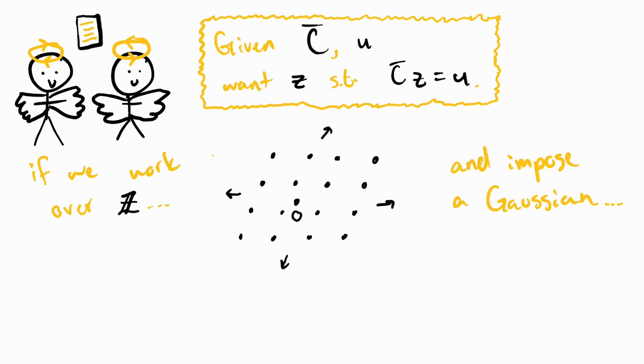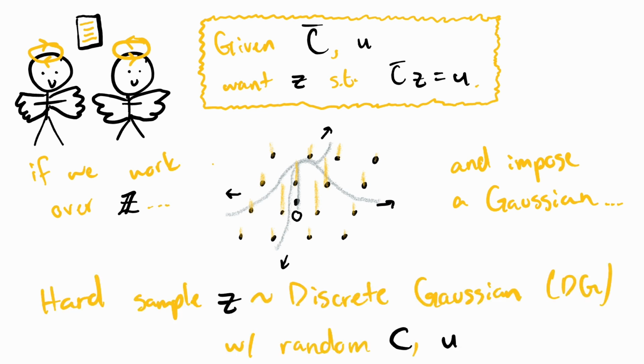Now the hard part is, imagine we impose a distribution over these points. So here's a Gaussian distribution. Gaussian is simply a distribution where points closer to the origin have a higher density than the points away from the origin. If you try to sample z over this, what we call a discrete Gaussian, it is actually very difficult to do this efficiently when the matrix C bar and vector u are random. In other words, when C bar is random, it is very hard to recover this nice shifted lattice structure.